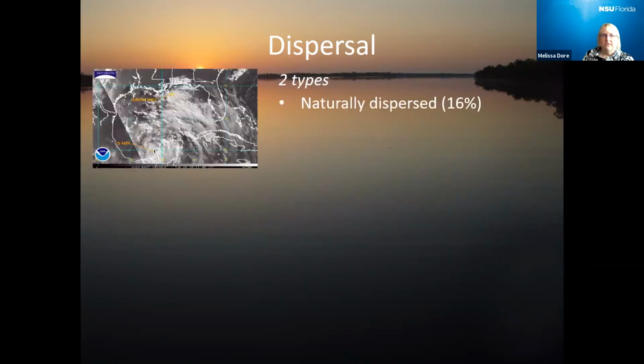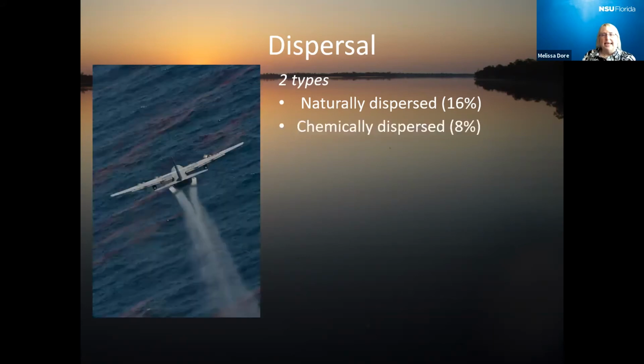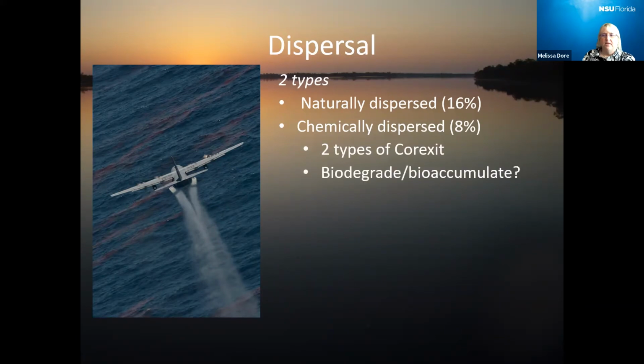So there are two types. You have naturally dispersed, that's weather, a good hurricane or heavy storm will naturally disperse it right out there. About 16% dispersed that way. Chemically dispersed was about 8%. And they used two types of Corexit. So the question is, and we don't know yet, and we're still looking at it 11 years later, is it a bioaccumulator? Does it biodegrade?